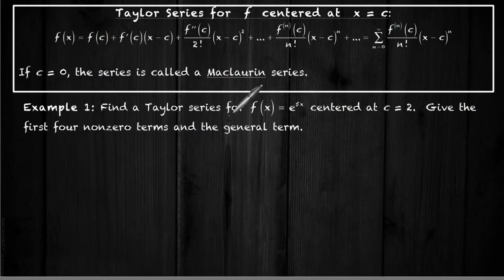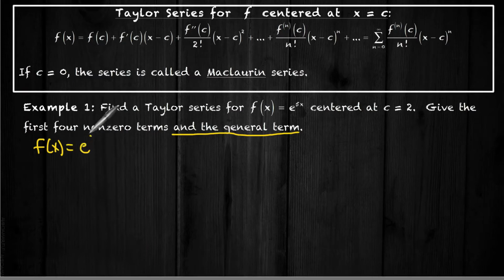We want to find the Taylor series for f of x equals e to the 5x centered at c equals 2. So this is not a Maclaurin series because that would be one centered at c equals 0. We want to give the first four non-zero terms, and then the new thing that we see in this video is they are asking you for something called the general term, which we're going to talk about in just a moment. So let's just start writing some derivatives down.